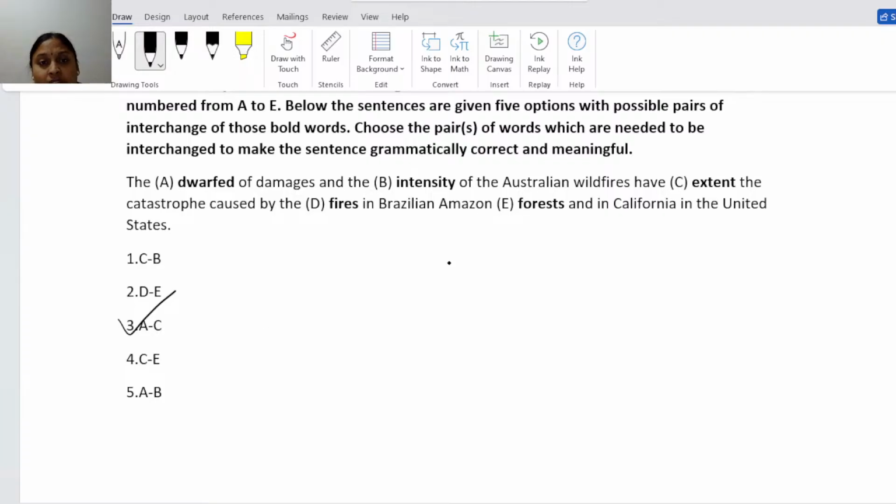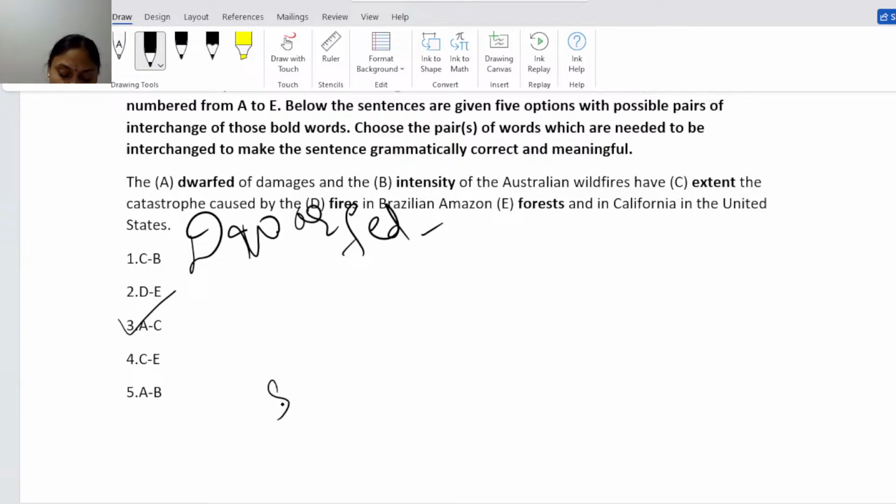Intensity means depth. Extent, warfare. Catastrophe caused by the fires in the Brazil Amazon forest and California in the United States. It's a huge impact. So in that case here, dwarfed. So here, what does dwarfed mean? We are supposed to know what dwarfed means.